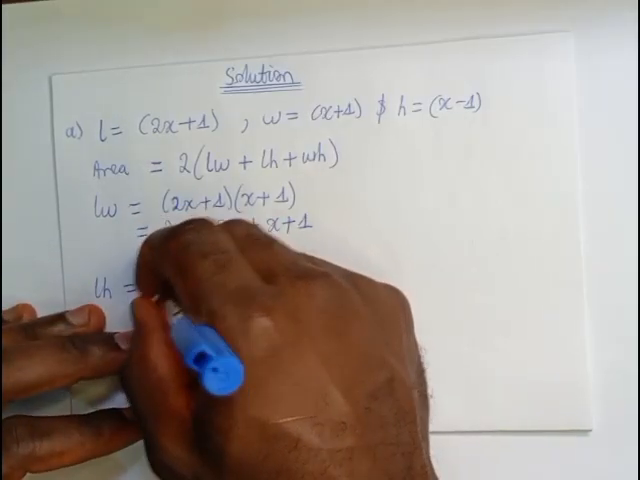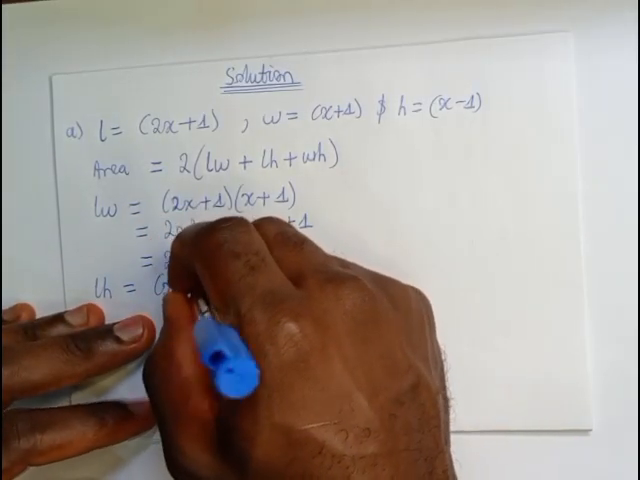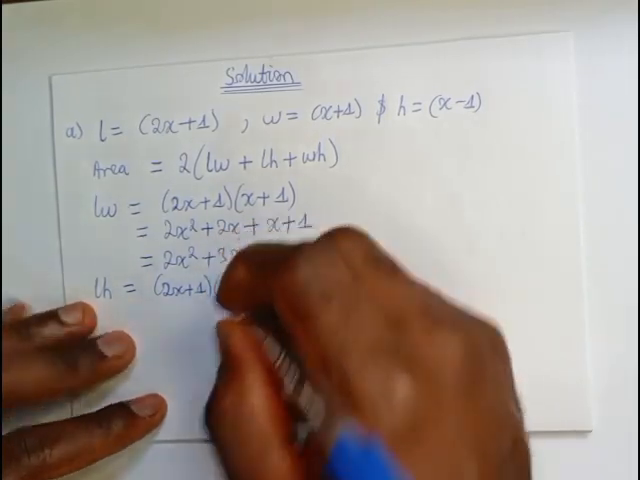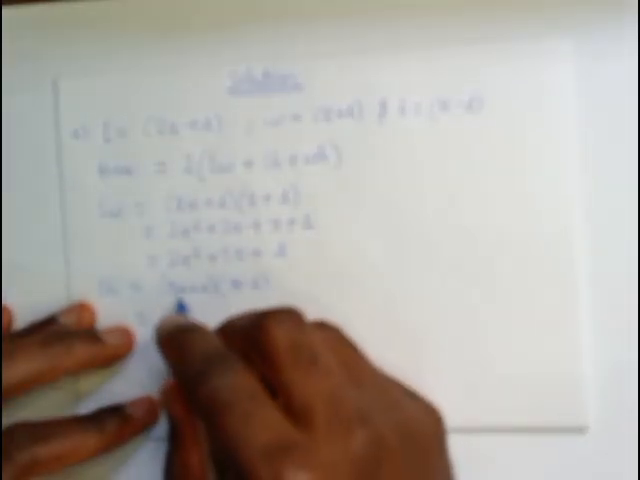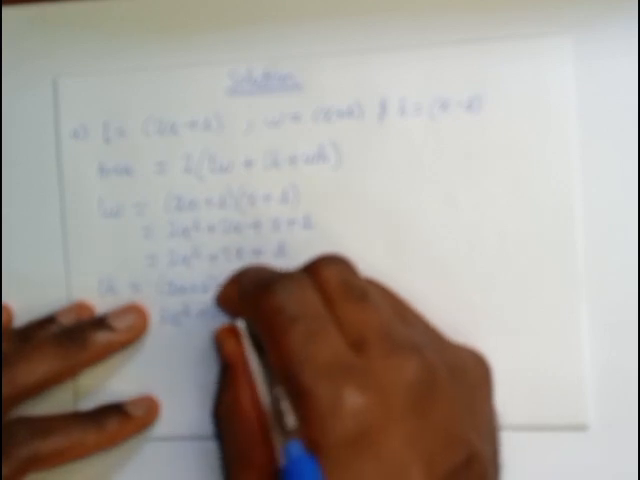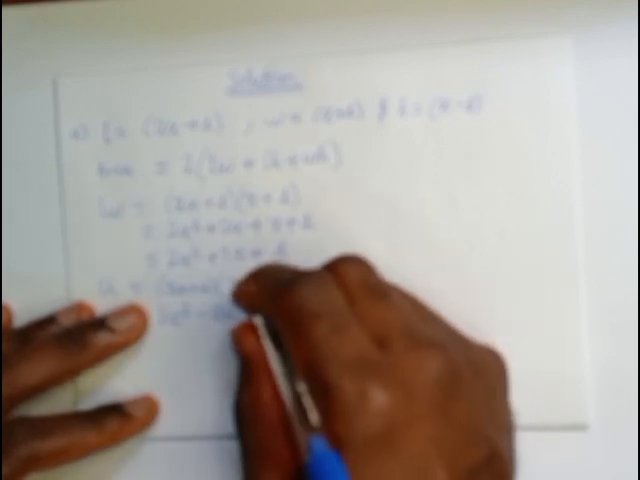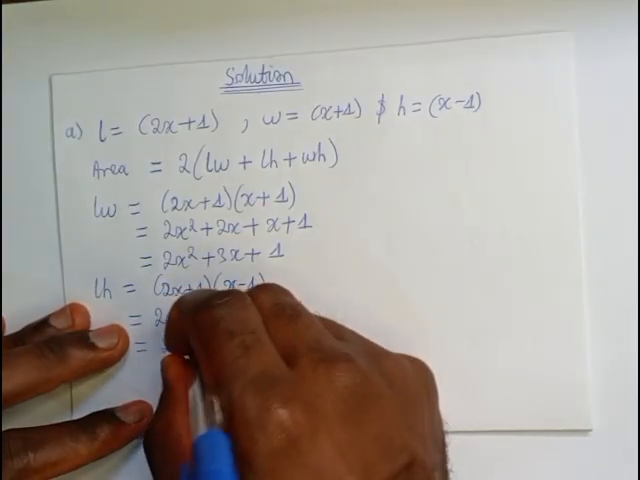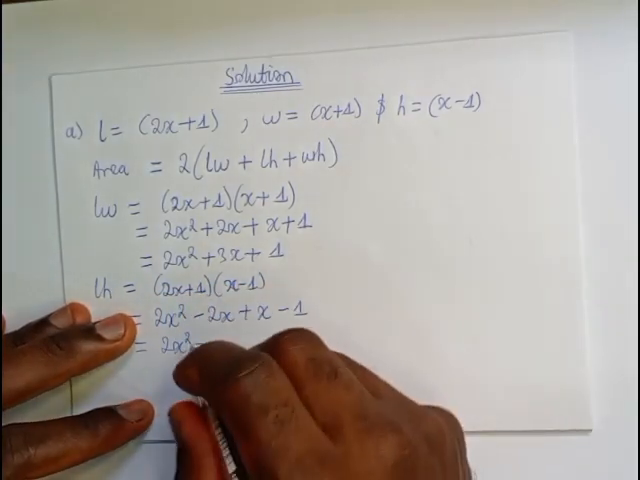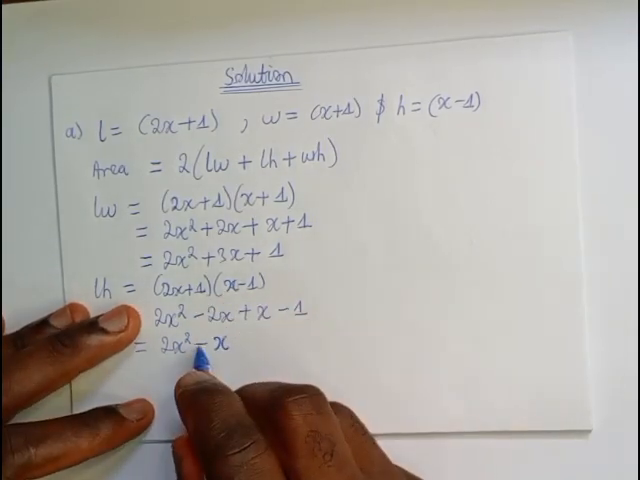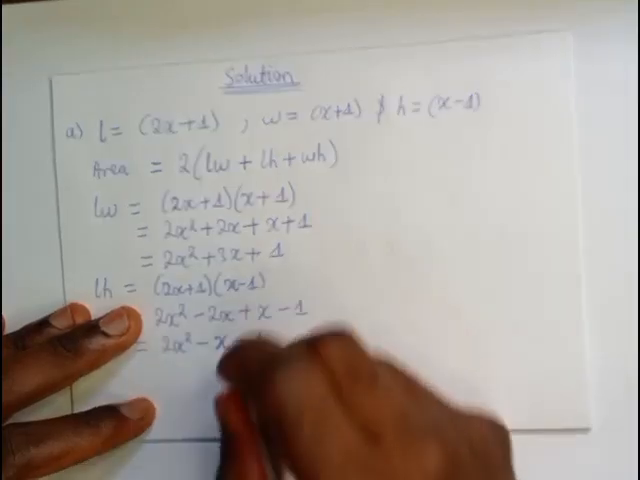We go to the next, the length times height. This will be equal to 2x plus 1 times the height, which is x minus 1. Expanding this will give us 2x times x gives us 2x squared. 2x times negative 1 gives negative 2x. 1 times x gives us plus x. 1 times negative 1 gives negative 1. This will be equal to 2x squared, negative 2x plus x gives us negative x. That's why we have 2x squared minus x minus 1.